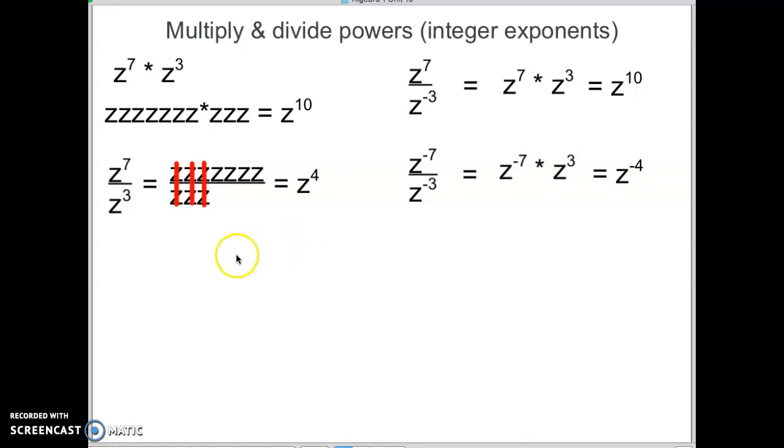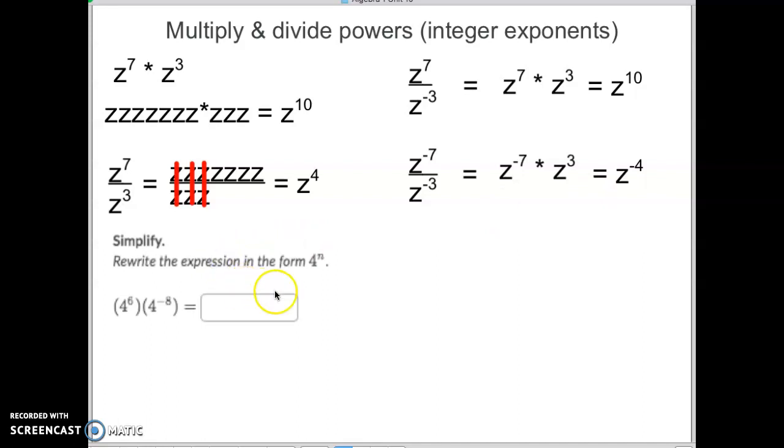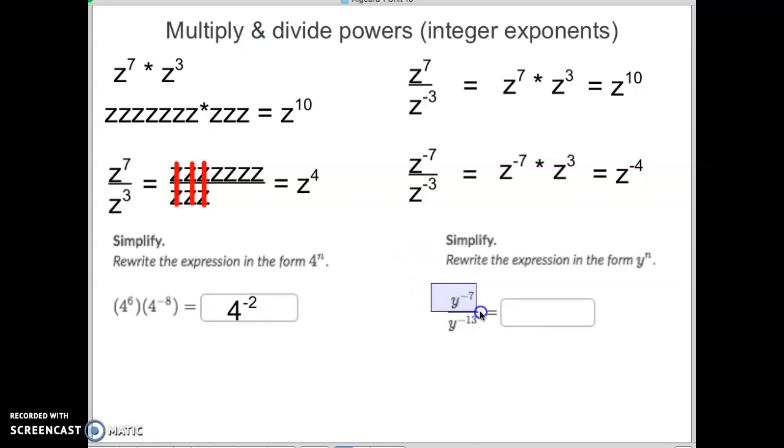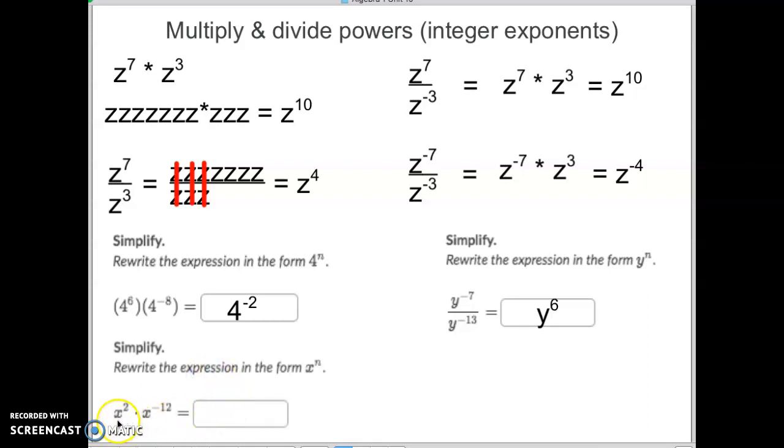So let's do 4 problems here, and we're going to go quickly. What is 4 to the 6th times 4 to the negative 8th? You add the 2 powers, and it is 4 to the negative 2nd. Okay, let's do another one. We've got y to the negative 7th over y to the negative 13th. Again, we move this one to the top, and it becomes a positive 13. Then we just add negative 7 and positive 13, and you get y to the positive 6th power. Okay, another one: x to the 2nd times x to the negative 12th. We add those together, and we get x to the negative 10th. I think that's pretty easy.